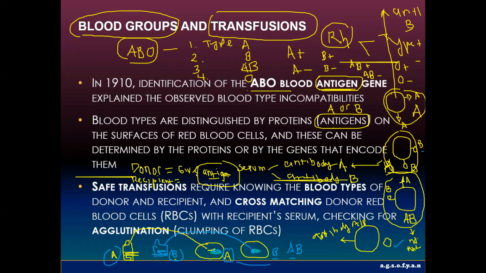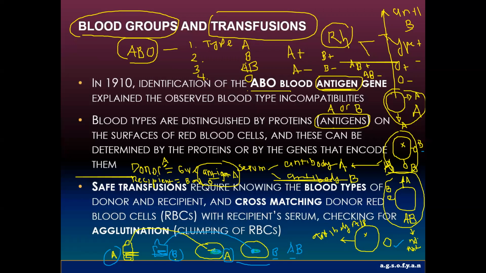So if the donor is, for example, A, it means that he gives antigen A. The recipient should be one that does not produce antibody A. Who produces antibody A? Blood type B and blood type O. You see that? So if the donor is A, then he cannot give blood to B and O, because B and O produce antibody A that will destroy this antigen A from the donor.